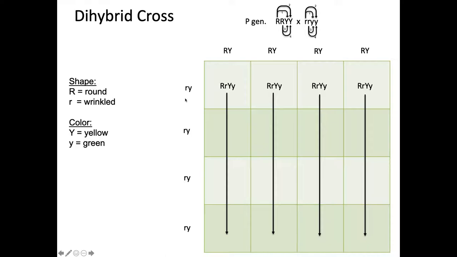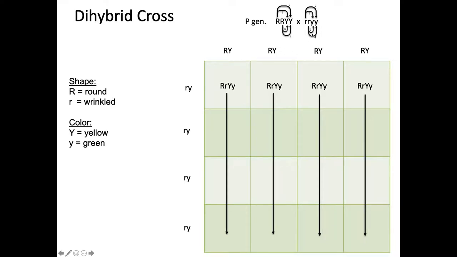So for his experiment, for his parental generation, he took 2 true breeding parents for both characters. So homozygous dominant for the shape and color, and homozygous recessive for the shape and color. So this homozygous dominant parent, this true breeding parent, will be round and yellow. This homozygous recessive parent, this true breeding parent, will be wrinkled and green. And then how do you find the possible gametes of each parent?